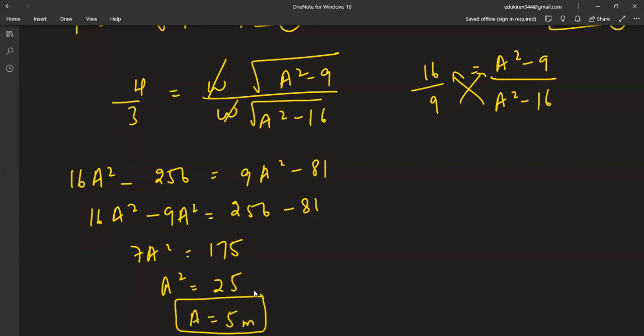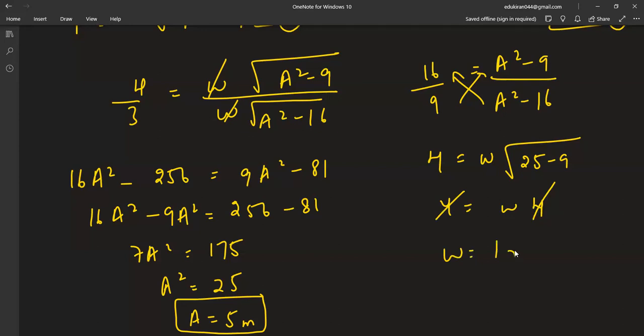You have the value of amplitude. So put it in any equation. 4 was equal to omega under root a square, so that becomes 25 minus 9. 4 is equal to omega under root 16, and under root 16 is also 4. 4 cancelled. Omega is equal to 1 radian per second. Now you have the value of omega. You have the value of amplitude. Any portion comes, you will be able to solve it.